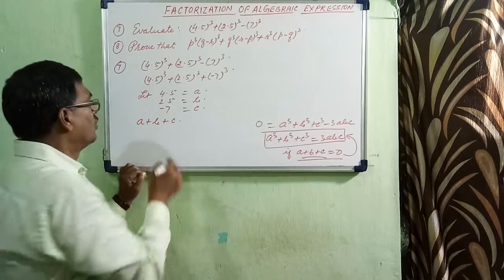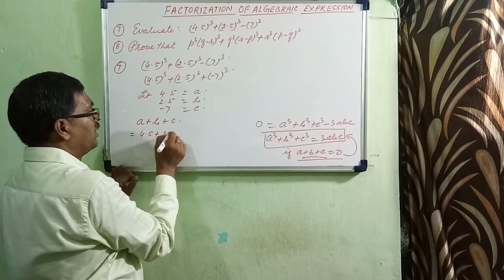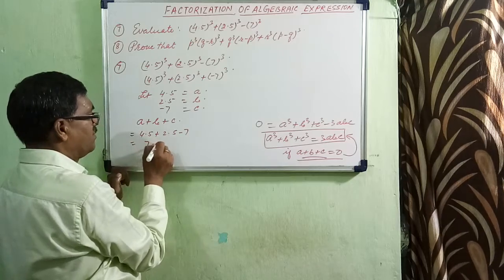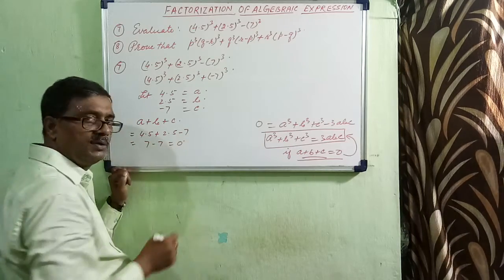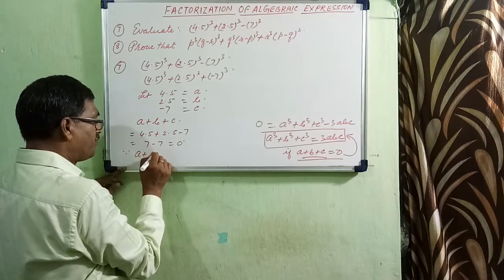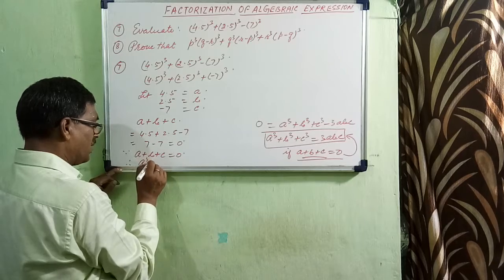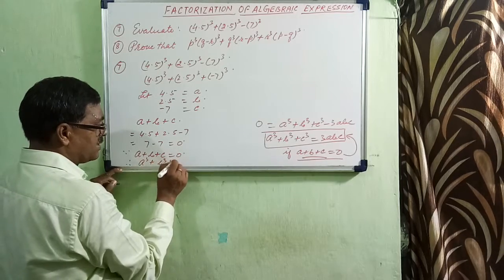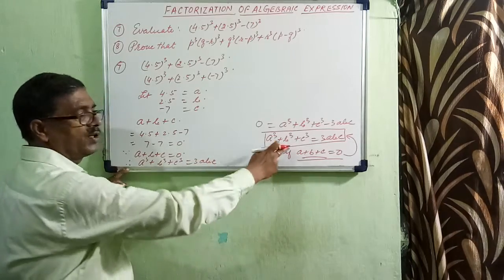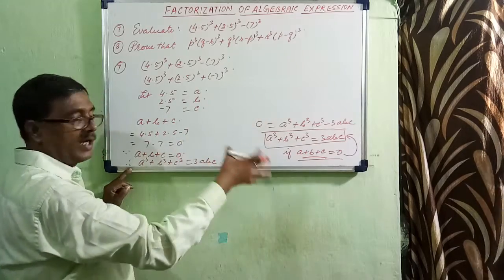So what is your A? 4.5. What is your B? 2.5. What is your C? Minus 7. 7 minus 7 is equal to 0. So since A plus B plus C is equal to 0, therefore A cube plus B cube plus C cube is equal to 3ABC. Did you understand this conditional identity? So this is the condition where we have to apply it.